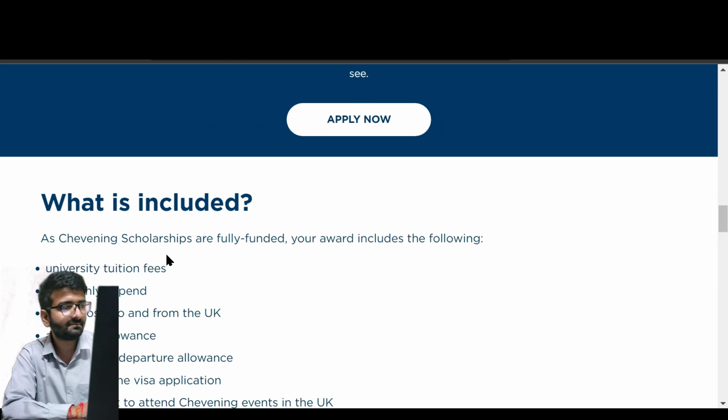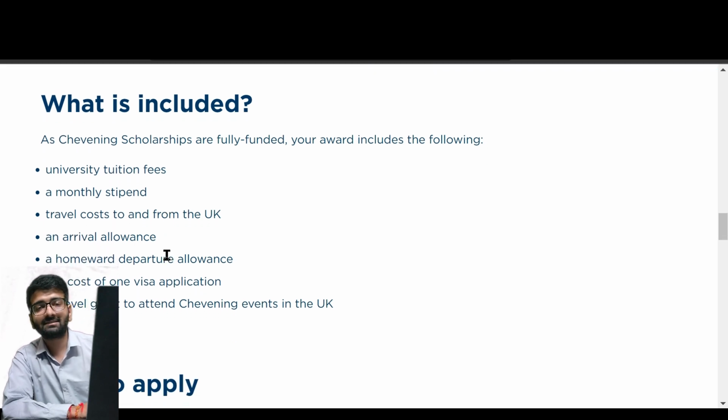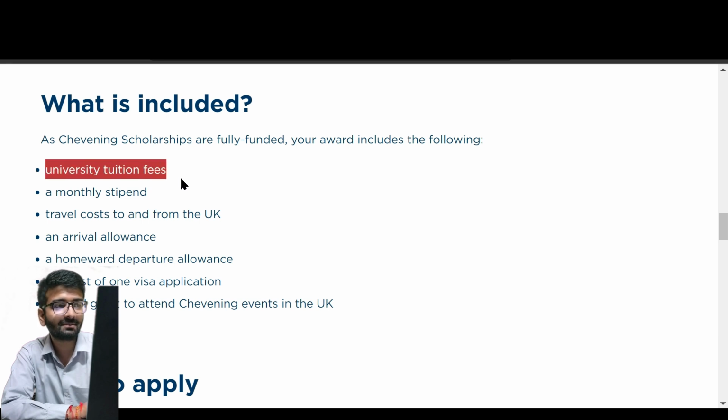You can check those links as well and understand the kind of procedure that you need to follow. And so if you want to know what exactly this Chevening scholarship includes and why it is so special, here's a gist of what Chevening is going to do for you. It is going to cover the entire university tuition fees. Alongside, it's also going to give you a monthly stipend.